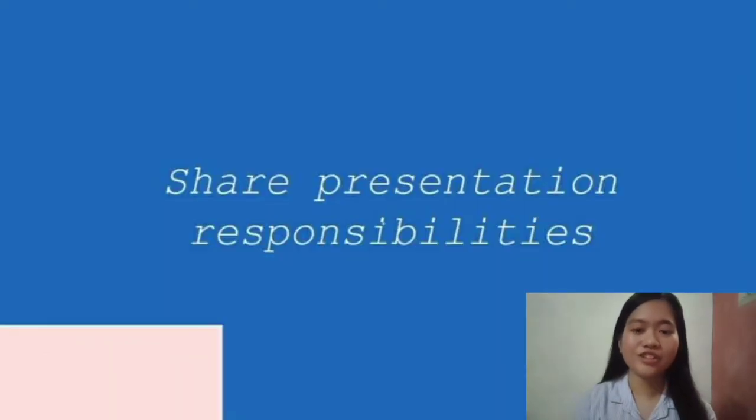Lastly, share presentation responsibilities. Strategic management case analyses are often conducted by teams. Each member should have a certain role in an oral case presentation. It is essential to be knowledgeable about each part of the case, not just the part assigned to you. So at the time of the case presentation, you are able to answer questions that would possibly arise.